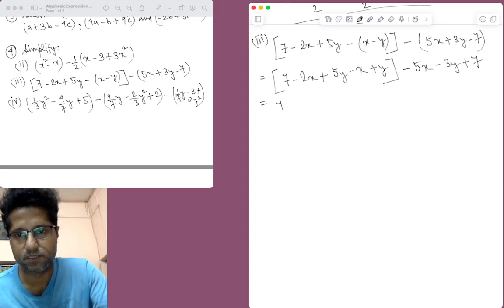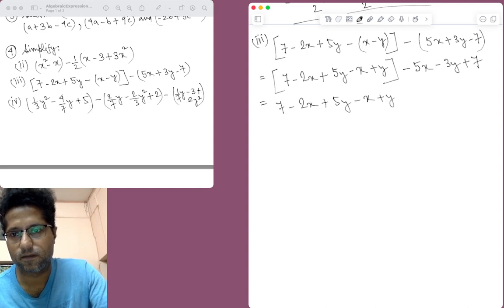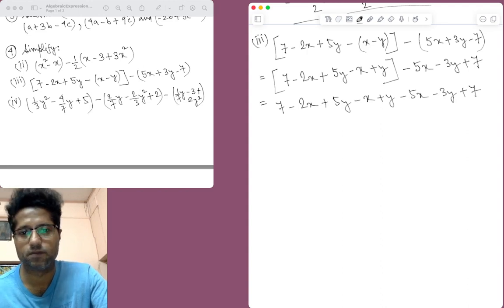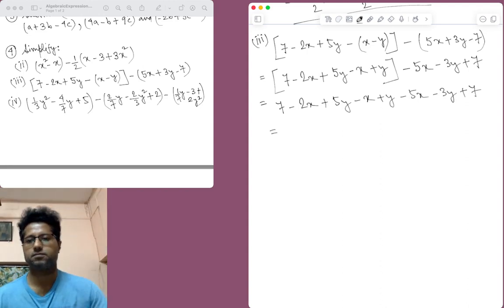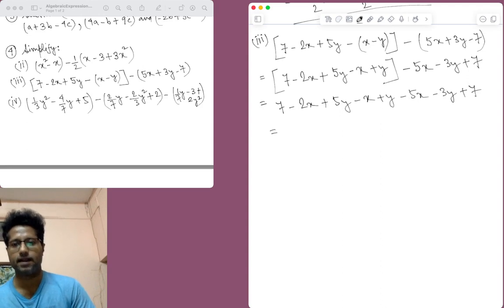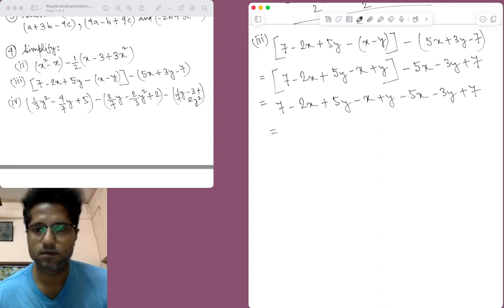So it just opens up 7 minus 2x plus 5y minus x plus y minus 5x minus 3y plus 7, and now we have to simplify this, collect all the like terms, add the like terms, and leave the unlike terms unchanged.